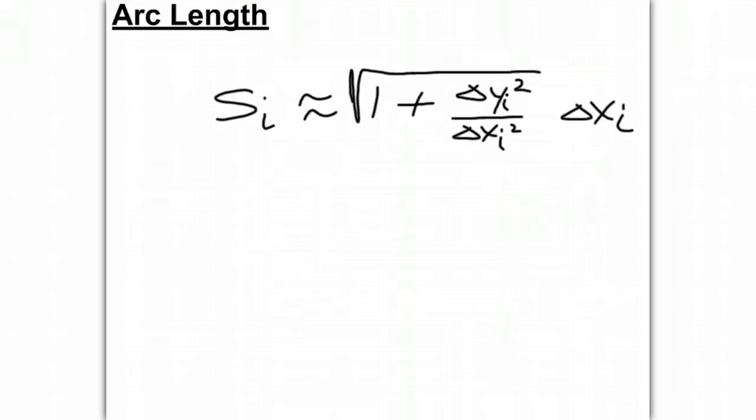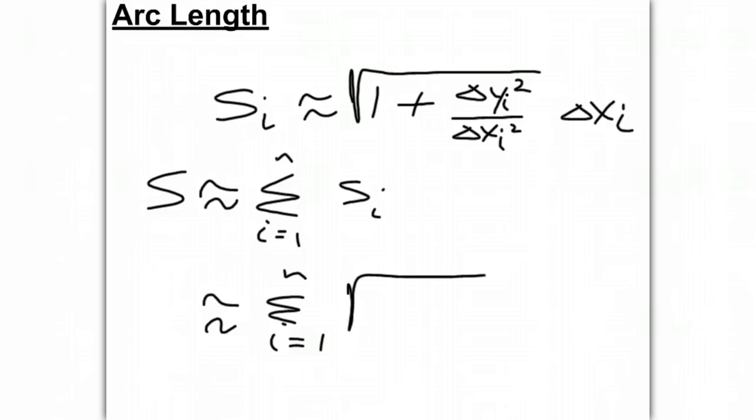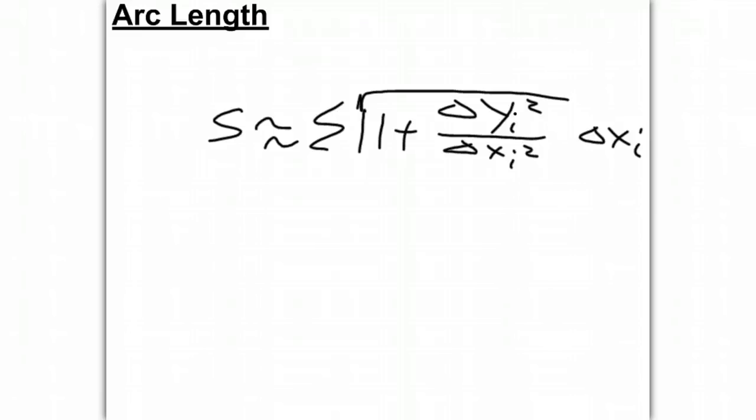Then the whole arc length is going to be approximated by the sum for i equals 1 to n of these individual segments. It's going to be approximated by the sum, by substitution here, i equals 1 to n of the square root of 1 plus delta y sub i squared over delta x sub i squared, times delta x sub i. That particular term looks a lot like calculus.